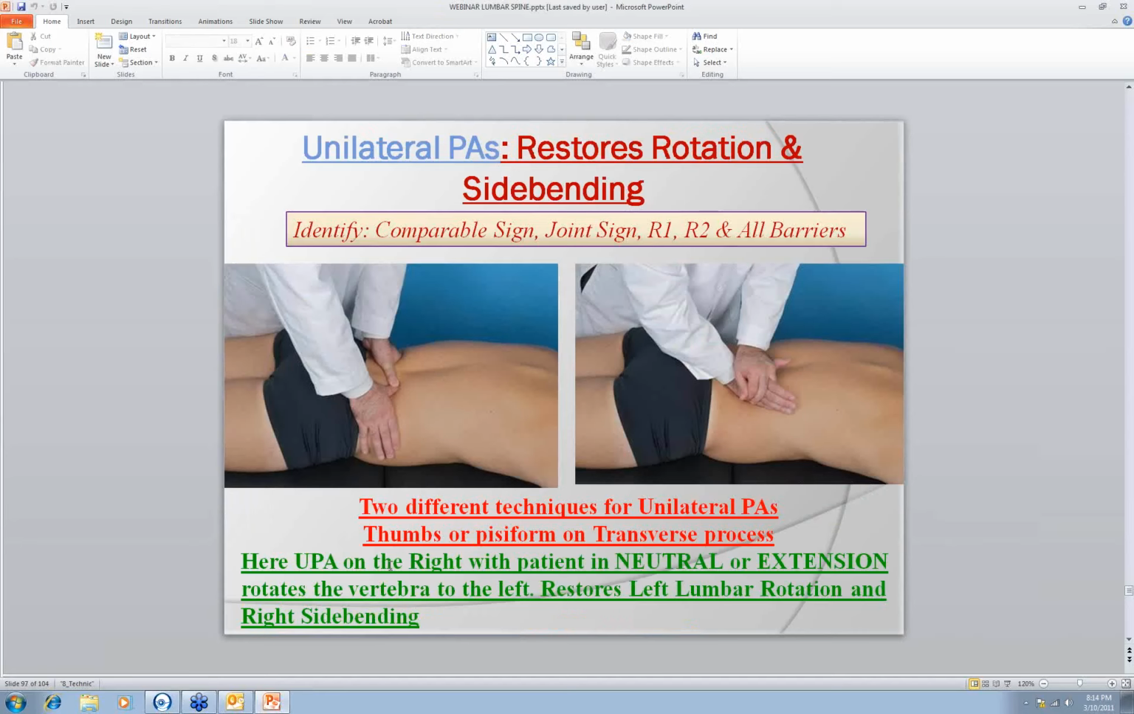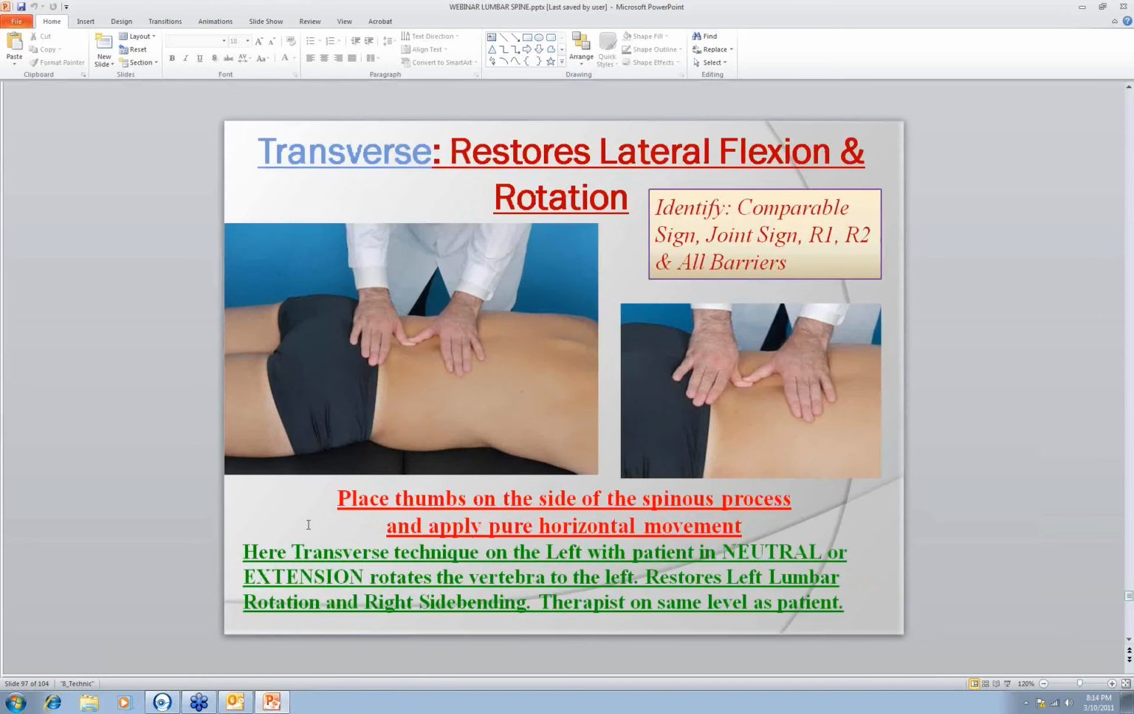There are various techniques we can do. This technique, for example, is called the unilateral PA, unilateral posterior-anterior technique. This technique will restore rotation and side bending of the spine. Okay, so basically, I'm just showing you a few techniques. I have already surpassed the time.